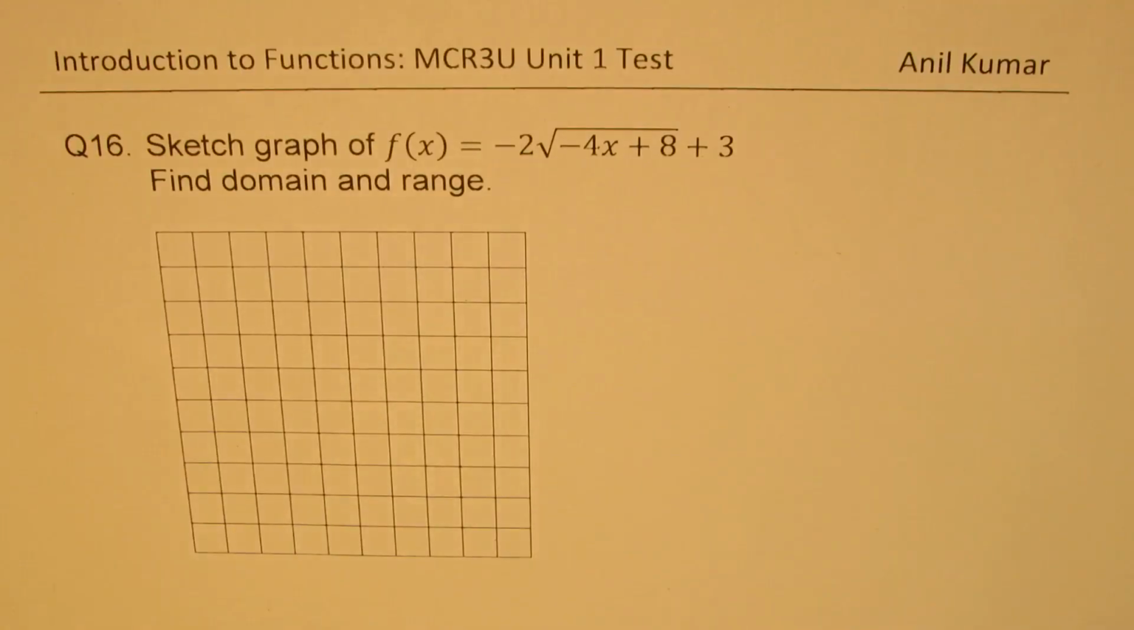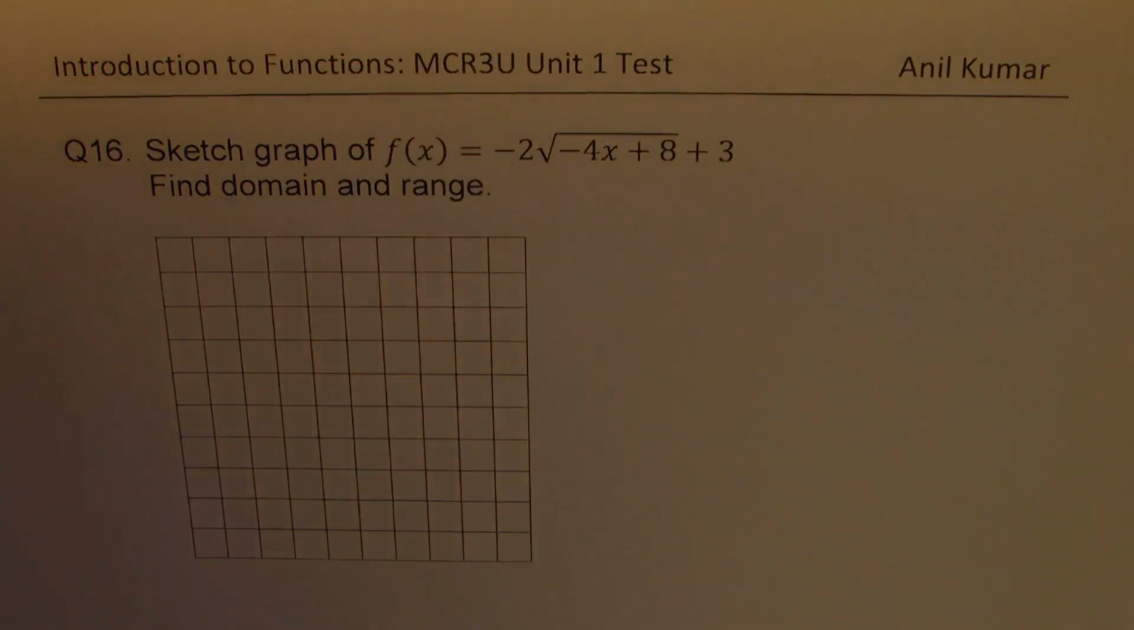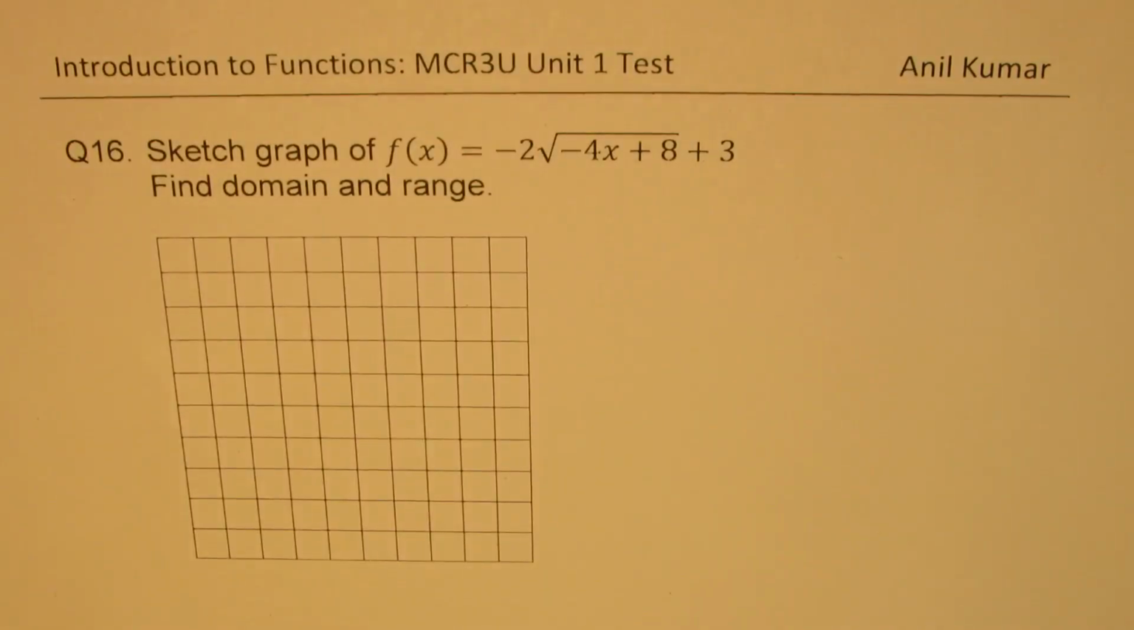Now here we are at the last question. We need to sketch the graph of the function minus 2 square root of minus 4x plus 8 plus 3. Find domain and range. I'd like you to pause the video, answer this question, and then look into my suggestions. There is a very interesting question on graphing, which I've taken from this test paper. Many times we find students making some mistakes. So I thought I'll discuss this with you, and let's see how to do it correctly.